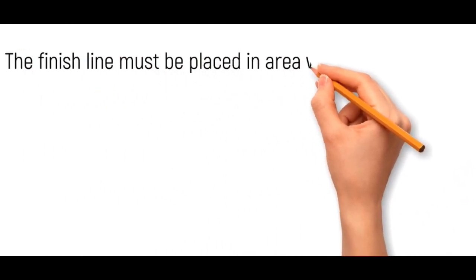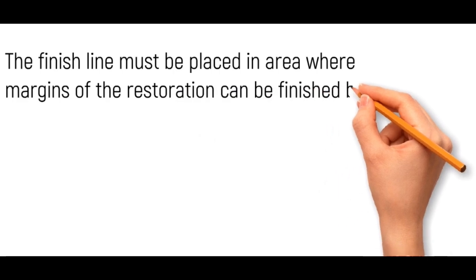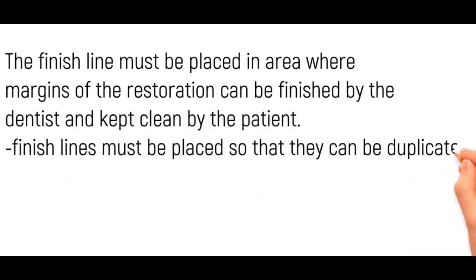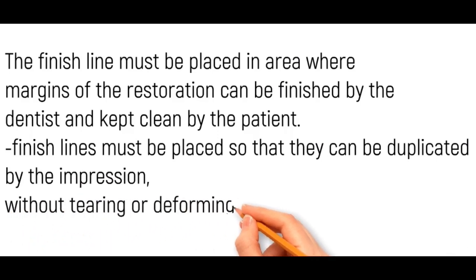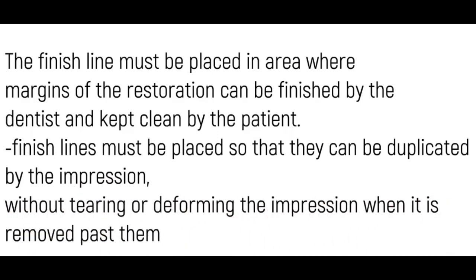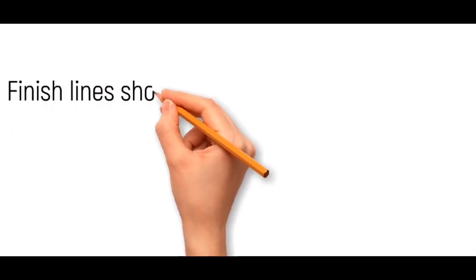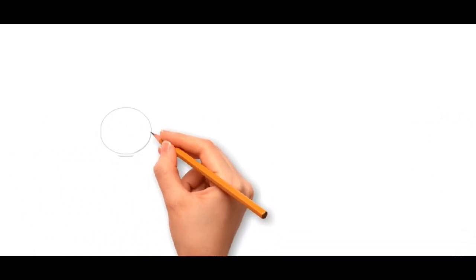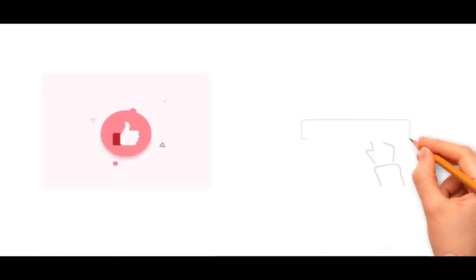Next we will talk about the last principle of tooth preparation, which is preservation of the periodontium. This can only be achieved if the margin is made such that the patient can maintain the hygiene. So it should easily be cleaned by the patient. It should easily be duplicated by the impression without tearing or deforming. And the finish line should always be placed in enamel whenever possible so that it causes minimal damage to the tooth and the pulp.